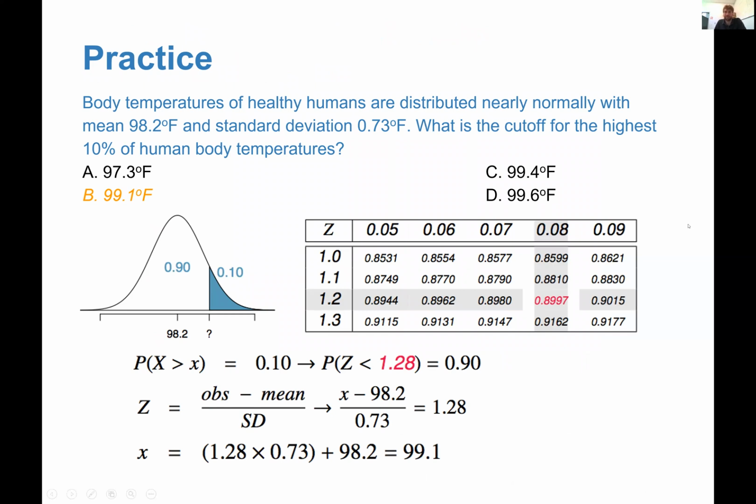Anyway, that completes our talk on the normal distribution.